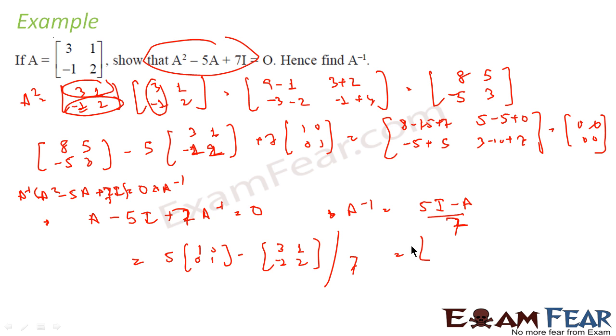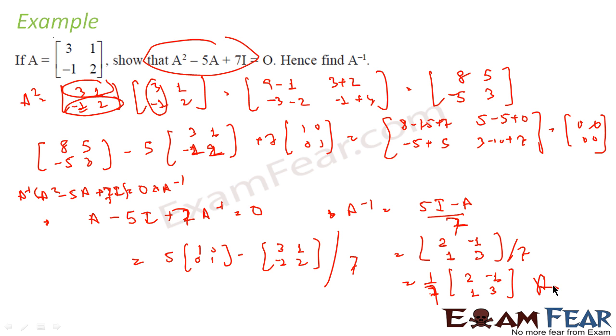So this becomes 5 into 1, 5 minus 3, that is 2. 5 into 0 is 0, 0 minus 1 is minus 1. 5 into 0 is 0, 0 minus of minus 1 is 1. And 5 into 1 is 5, minus 2 is 3. The whole thing is divided by 7. So that is my answer: 1 by 7 into the matrix 2, minus 1, 1 and 3.